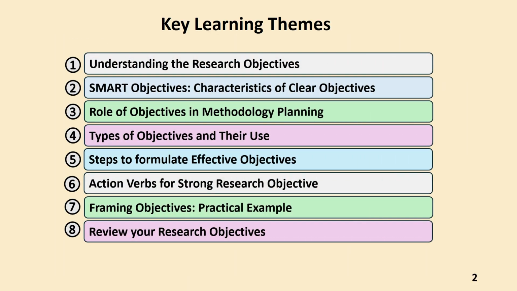Key learning themes for today's lecture: understanding the research objectives, SMART objectives, characteristic of clear objectives, role of objectives in methodology planning, types of objective and their use, steps to formulate effective objectives, action verbs for strong research objectives, framing objectives, practical examples, and review your research objectives. Today's lecture will revolve around all these themes, that how you will form your research objective to make it effective, and how you will use different kinds of action verb in framing the objectives, which will make it more practical and more researchable. So let us move forward.